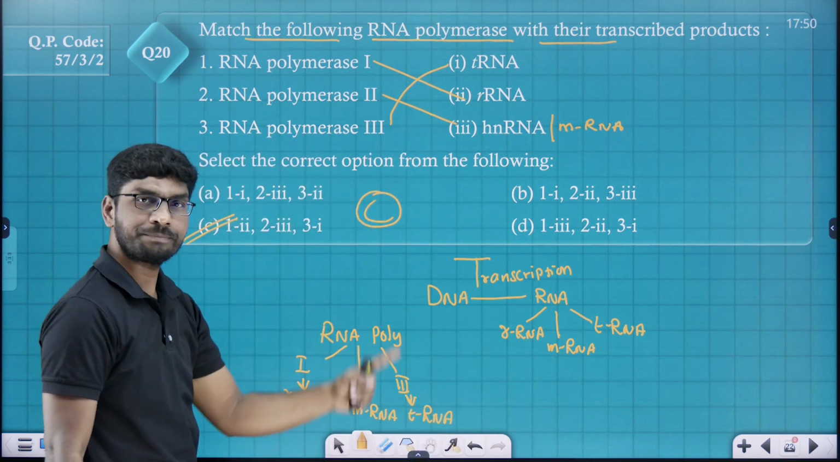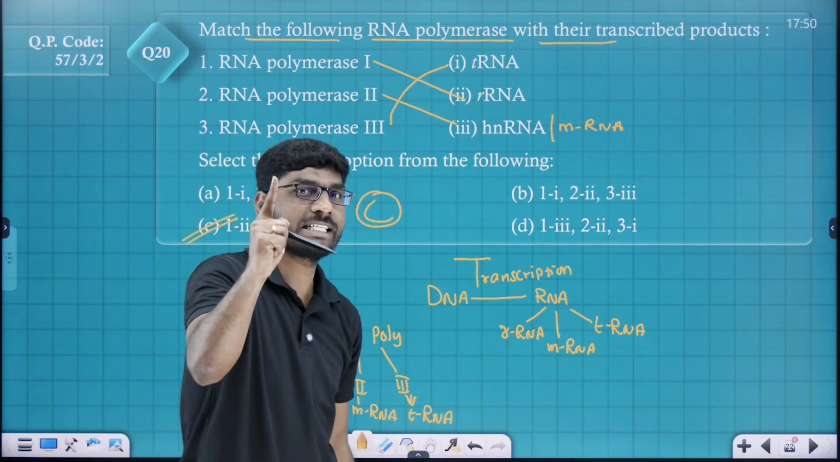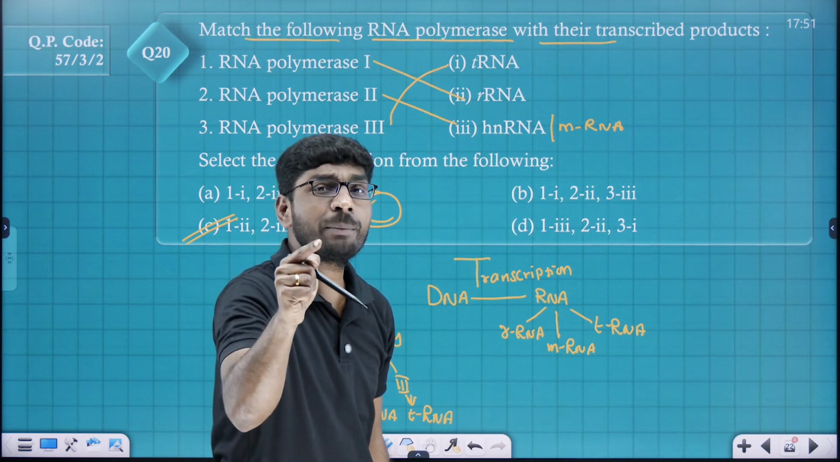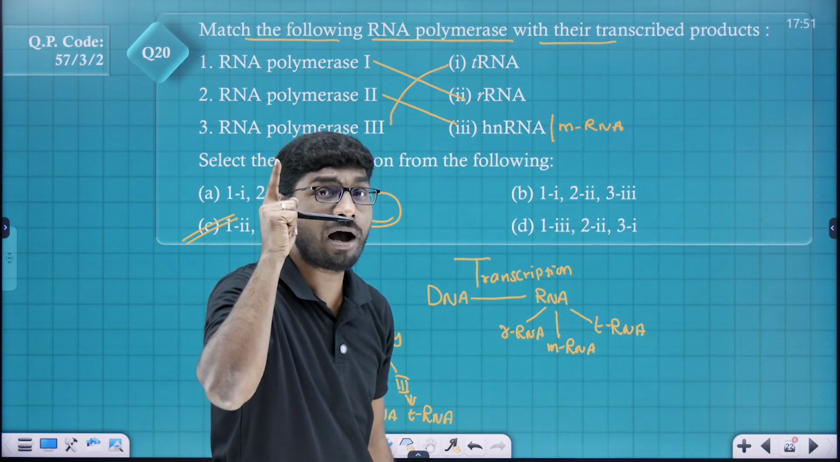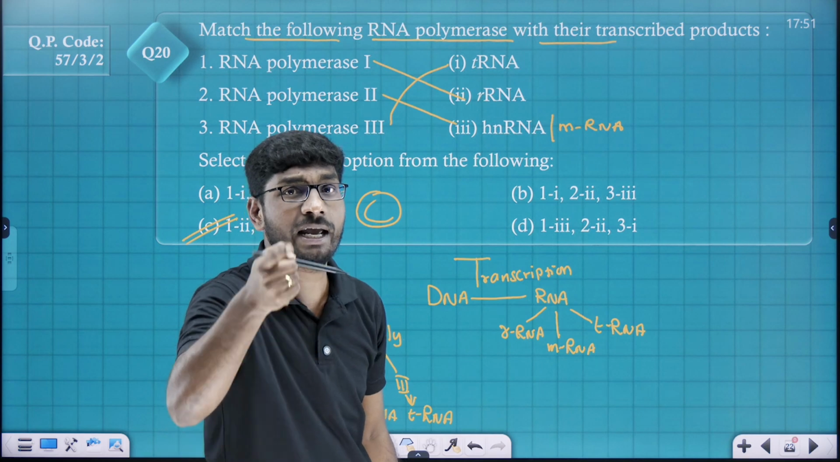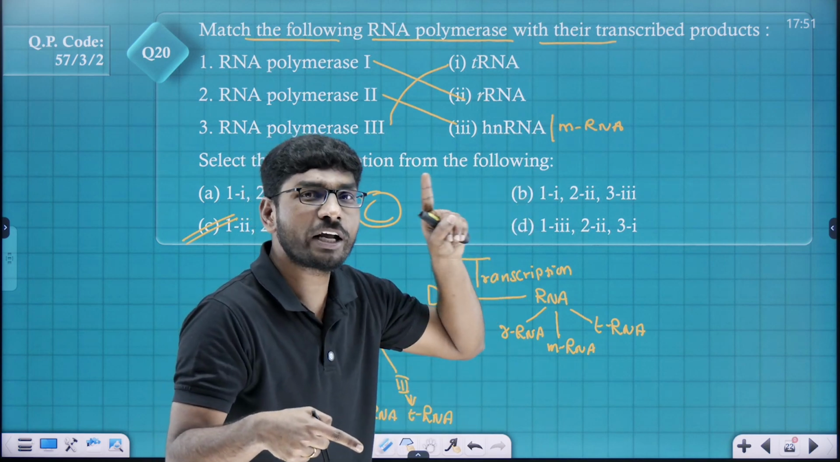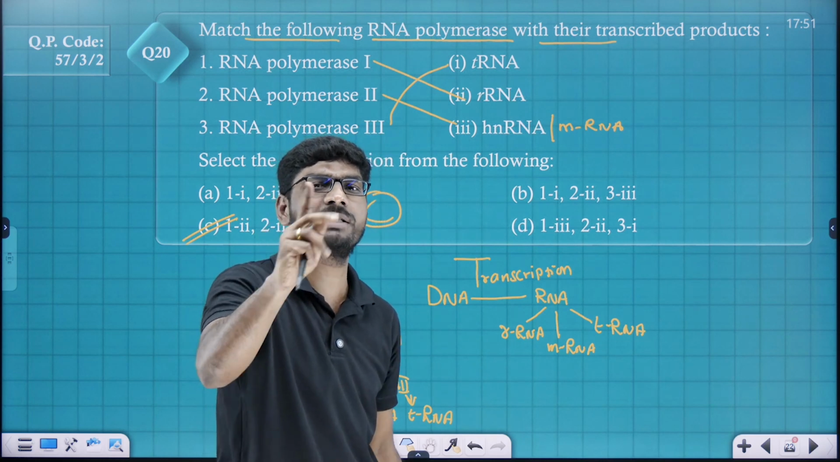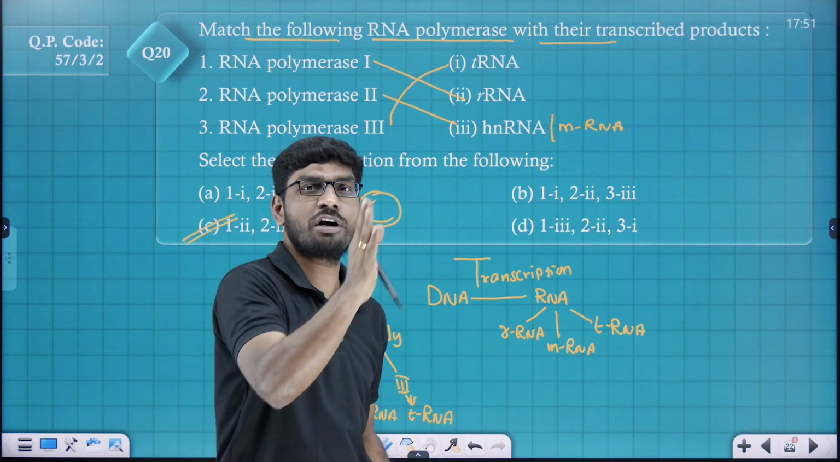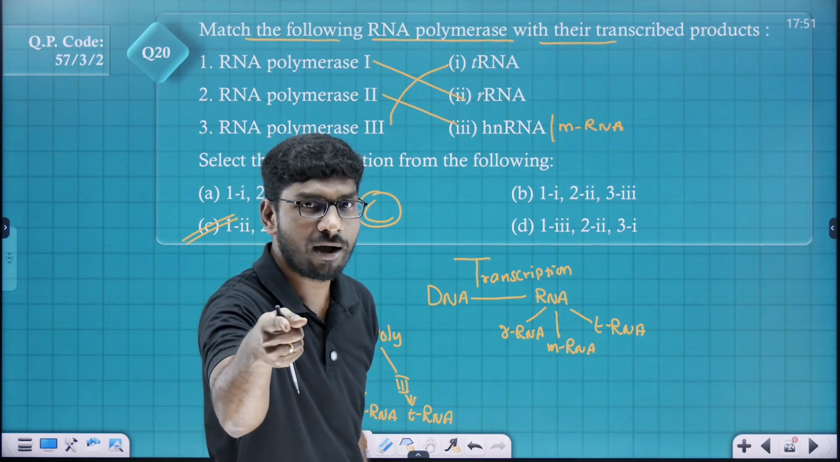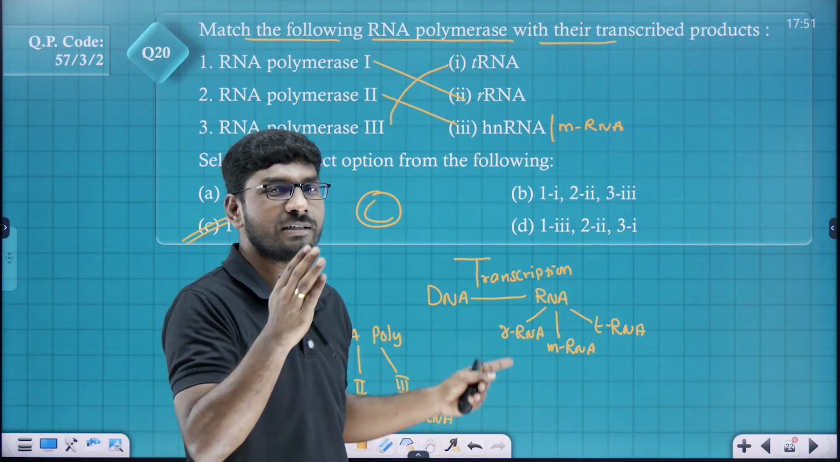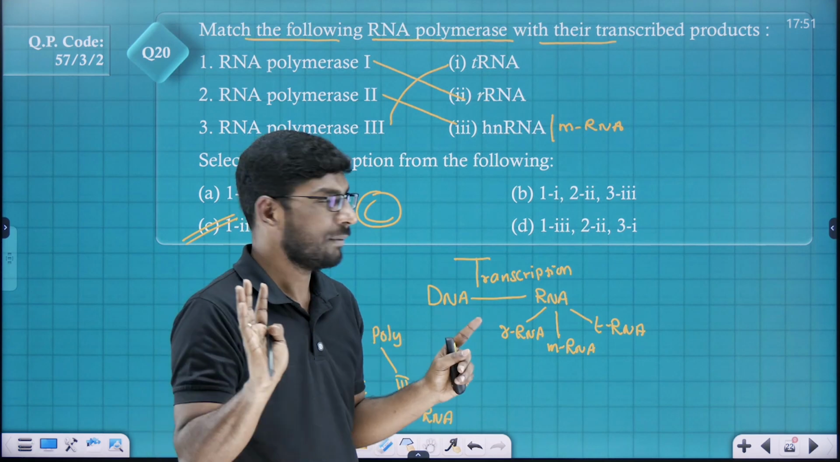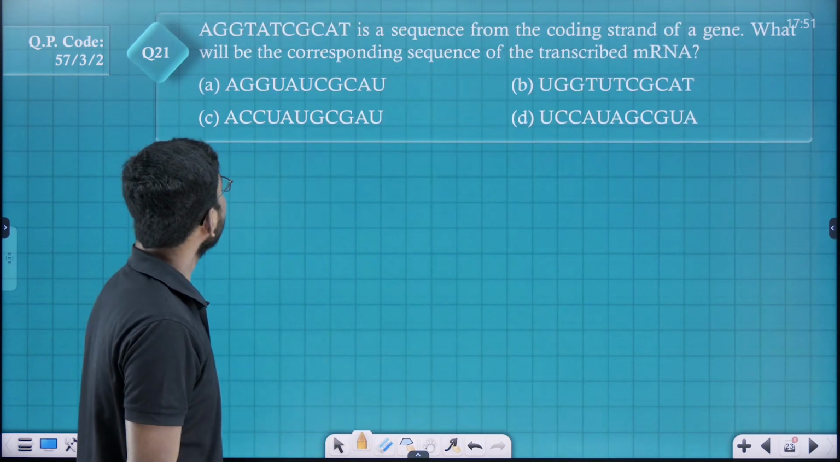But in the exam, if a question comes, how many RNA polymerase enzymes are required for the synthesis of rRNA, tRNA, mRNA in bacteria or in prokaryotes? Our answer is one only. A single RNA polymerase enzyme is enough for the transcription of any type of RNA in bacteria. But in eukaryotes, it's not like that. It is separate. 1, 2, 3, separate. Clear? Come to the next question.